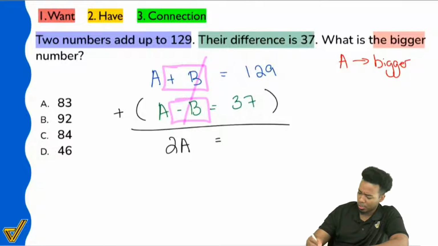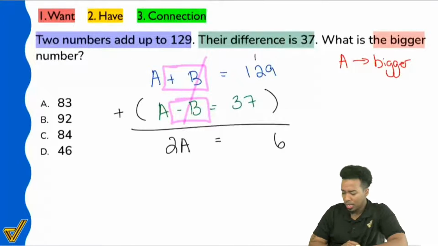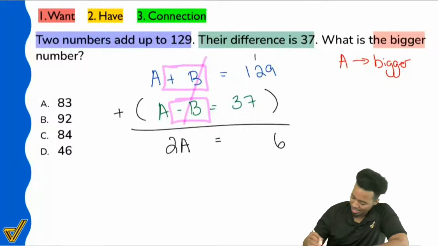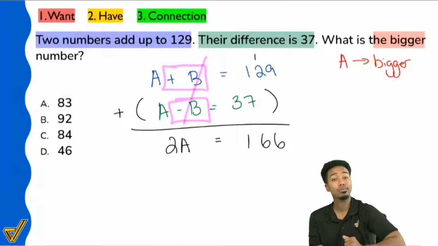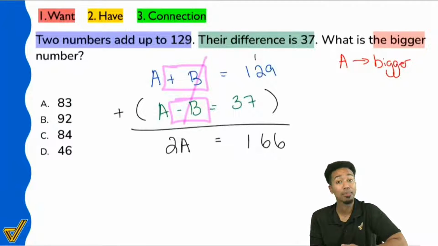And then lastly, we have 129 plus 37. Let's work that out real quick. 9 plus 7 is 16. Carry the 1. 2 plus 3 is 5, plus the carried 1 is 6. And then the 1 is right there, so it's 166. Great job. You guys already finished it before me. All right. Now, what do we do as our last step?